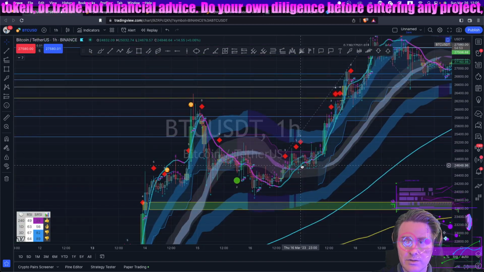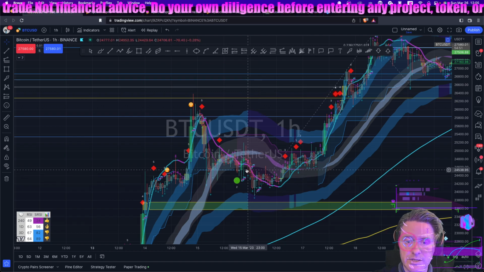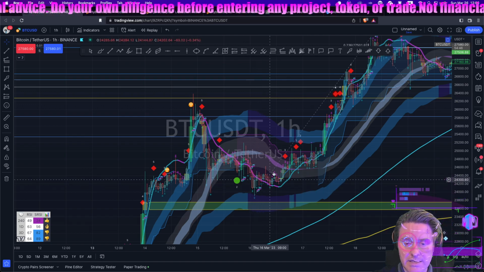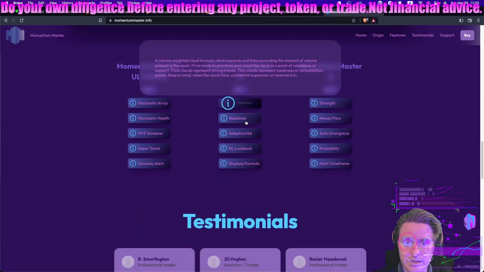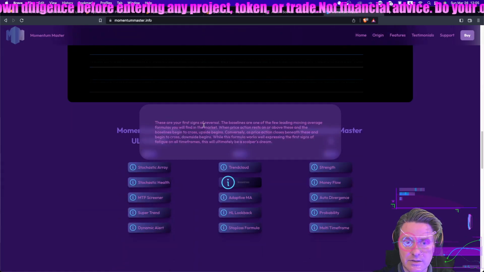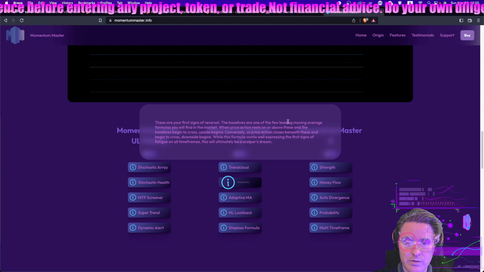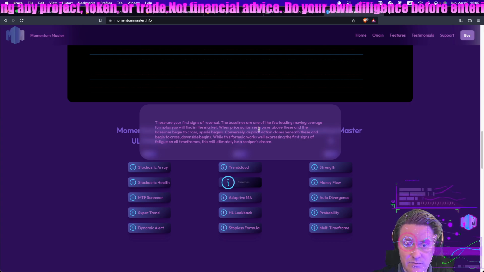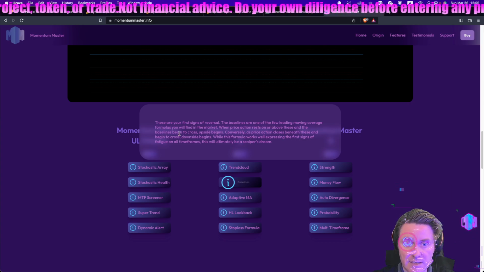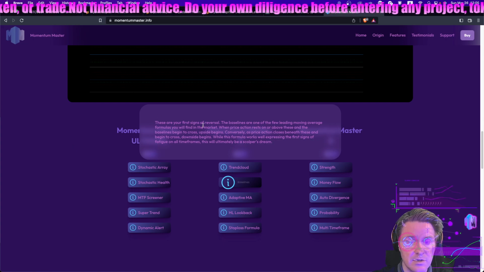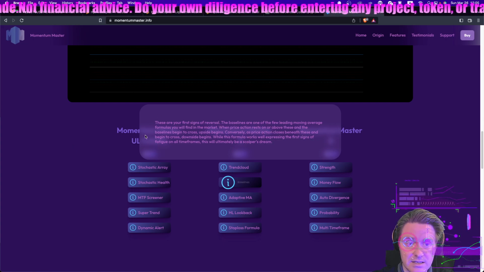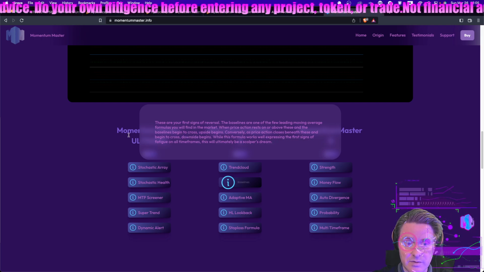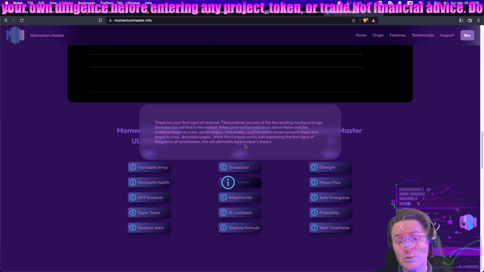This was about 10 days ago. We were putting this trade out live on the live stream. We saw the baselines beneath the price here. Baselines are a formula which is a leading moving average. This is your first sign of reversal. The baselines are one of the few leading moving average formulas you will find in the market. When price action rests on or above these and the baselines begin to cross, upside begins. Conversely, as the price action closes beneath these and they begin to cross, downside begins. While this formula works well expressing the first signs of fatigue on all time frames, this will ultimately be a scalper's dream.